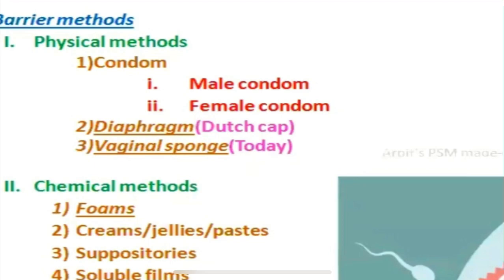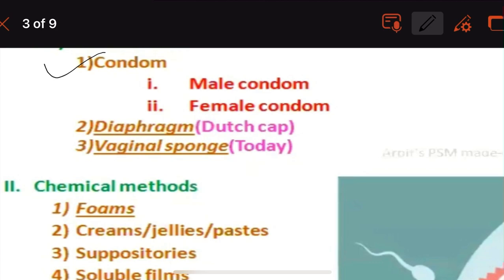The physical methods will include condoms, diaphragm, and vaginal sponge. The classification is already dealt with in the previous video, wherein we dealt with the various methods of contraception. It's just a revision. The condoms are of two types, male condom and female condom. The second one is the diaphragm, which is also known as Dutch cap, and the vaginal sponge, which is popularly sold under the trade name Today.